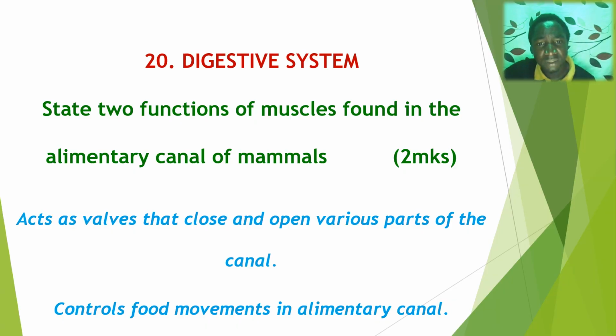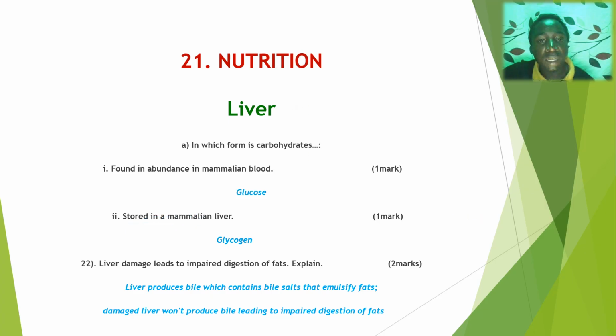State 2 functions of muscles found in the alimentary canal of mammals. Number 1, they act as valves that close and open various parts of the canal. And then number 2, they control food movement in alimentary canal. You remember the wave-like movement, which is a characteristic of digestion in the alimentary canal. Next question. 21, a question again from nutrition and basically the liver.